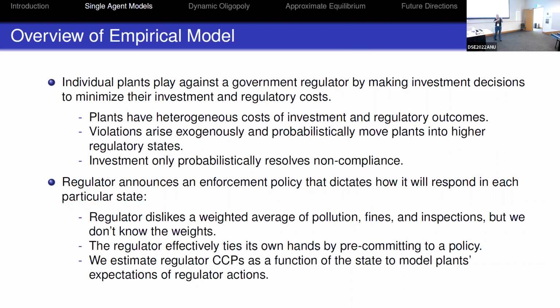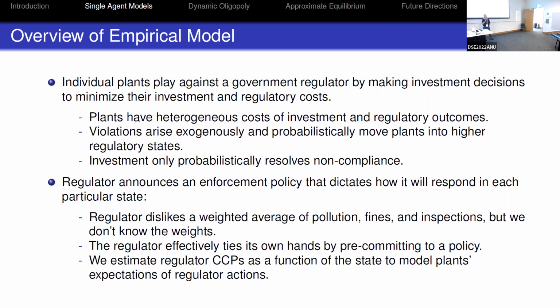Okay, so that's the way that we make this simpler. We're not thinking about optimal best responses to individual firms. We're not trying to recover the regulator's utility function that underlies this, although I think that's super interesting, and I'm working a little bit on that in a follow-up paper. But in this setting, plants are going to have heterogeneous costs of investment and regulatory outcomes. So I don't like spending money, but I also don't like getting fines. I don't like being in high priority violator status. Perhaps, you know, it does go in the news, for instance, and the local population could get ticked at me.